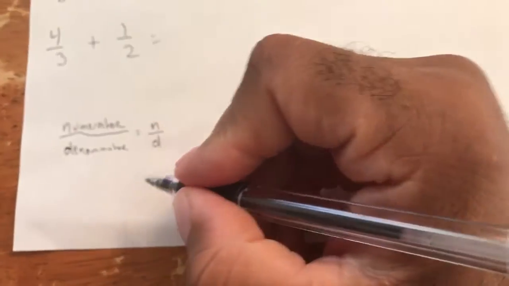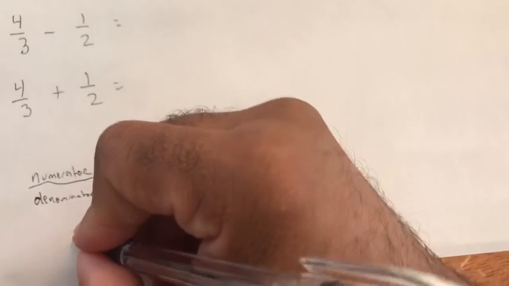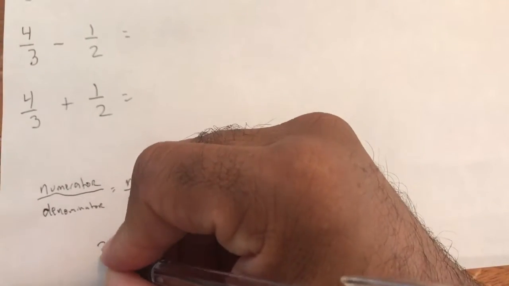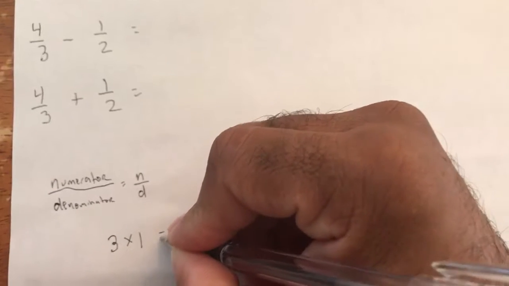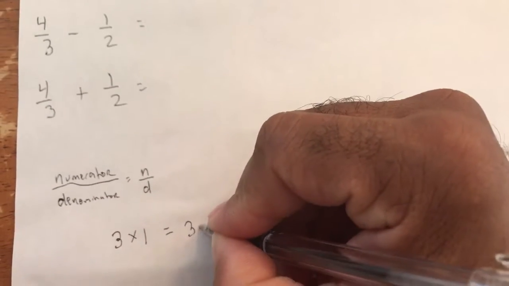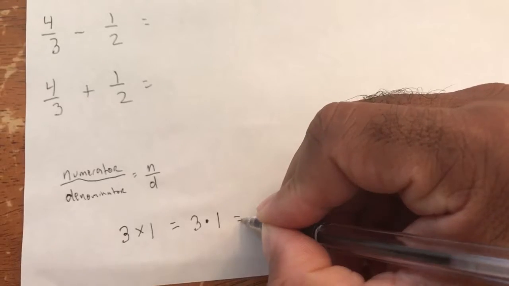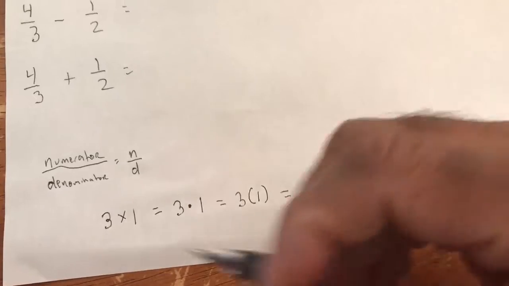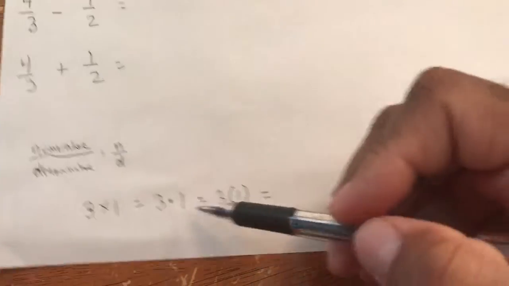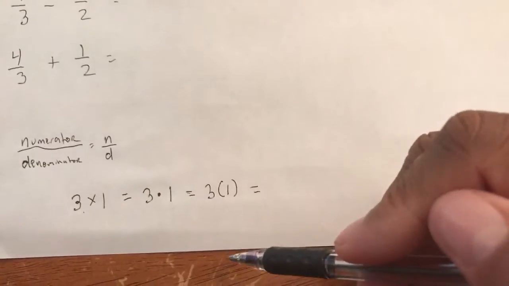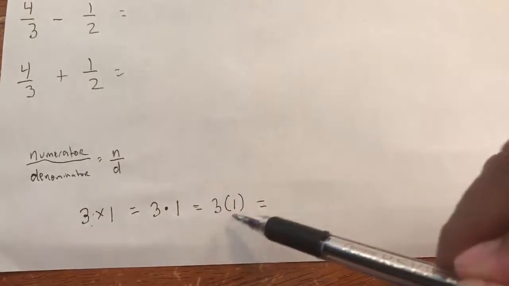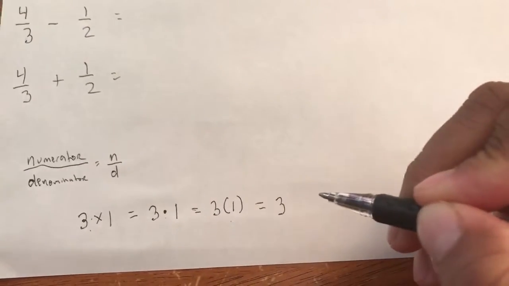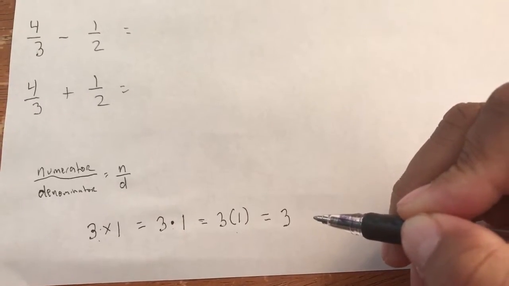We can use the times, so we can say 3 times 1 is the same as, you may see it as 3.1, or you could see it as 3 parentheses 1. It all means the same way, three ways of expressing how you're supposed to multiply two numbers. Times, dot, or parentheses, it's all the same. 3 times 1 is 3.